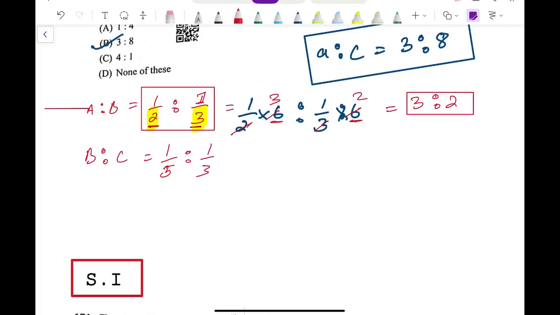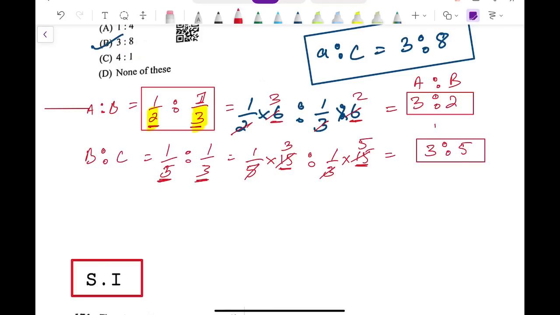So this is nothing but A is to B. What about this one? You find the LCM of this one as well. 5 and 3 LCM will be nothing but 15, okay? And 1 by 3 into 15. I'm finding the LCM of 5 and 3, which is 15 here. So I'm multiplying both sides. 5 3s are 15, 3 5s are 15. So what do we have here? 3 is to 5. But what is 3 is to 5 here? This is B is to C.